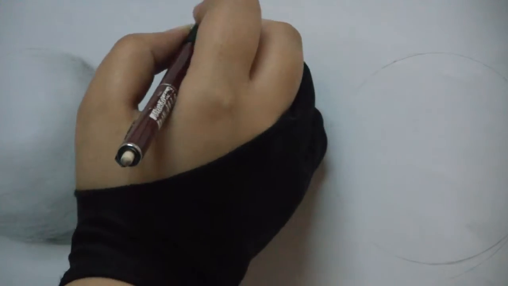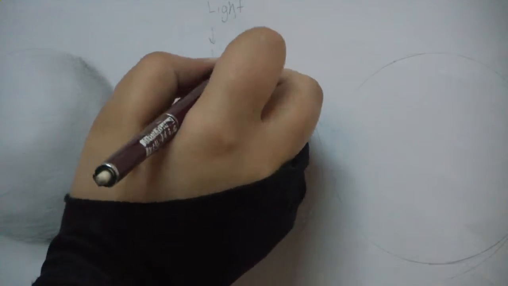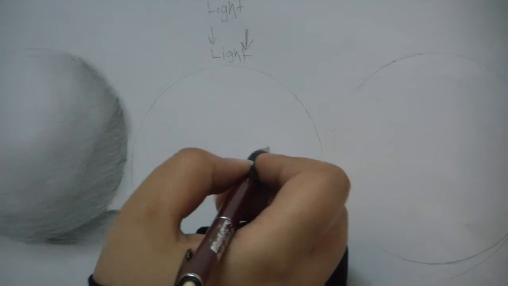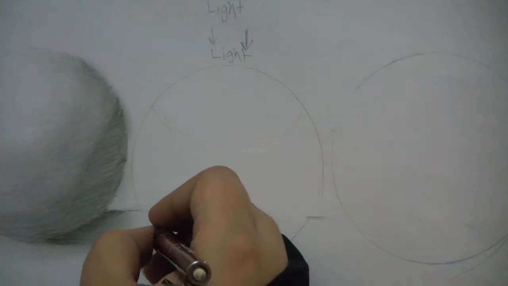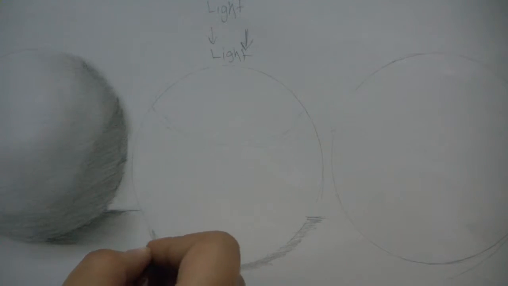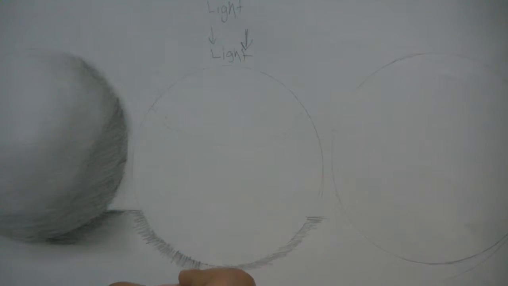Now we will go with the light source from the upper middle. First we will pick the shade area and the light area. We will decide the circle, and we will start by adding the shade from the farthest area from the light source.